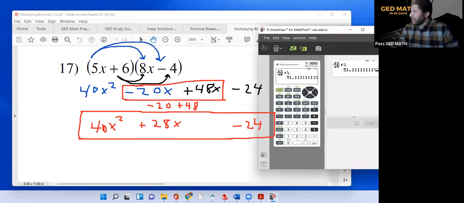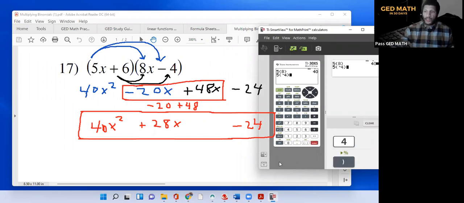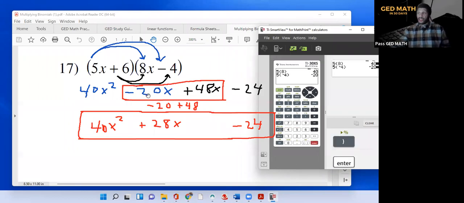Watch this. What you can use it for is to multiply the terms. So 5 times 8. Now you know your coefficient is 40x squared. 5 times minus 4 is minus 20. So now you have your second term. 6 times 8 is 48. Now you have your third term. You just got to remember to bring your x. And then 6 times minus 4 gives you 24. So now you used your calculator to get all your coefficients.